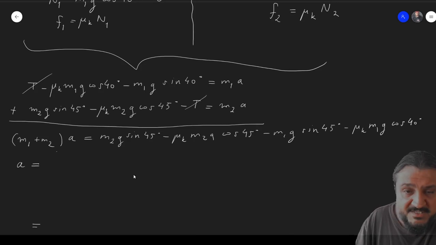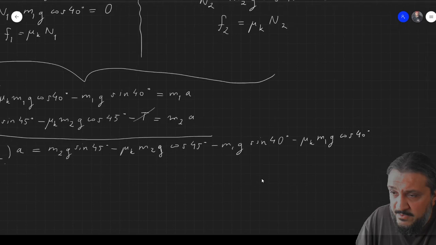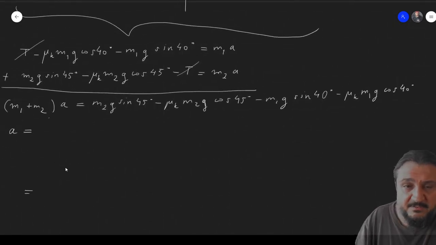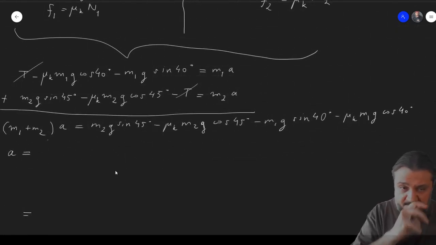Okay, let's check this equation. M2g sine 45, fine. Mu k m2g cosine 45, that's also okay. This is g. But this is 40. M1g sine 40, so that's the mistake. This is 40. And also the fourth term, cosine 40, that's fine, okay. So, all right, we just have to plug in numbers. I mean, there's not much we can do.